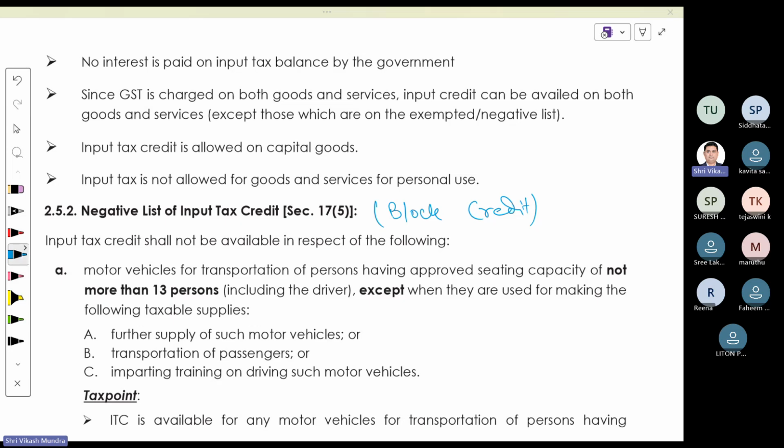Clear? Is it clear to you? Now, item number 1 in the negative list.